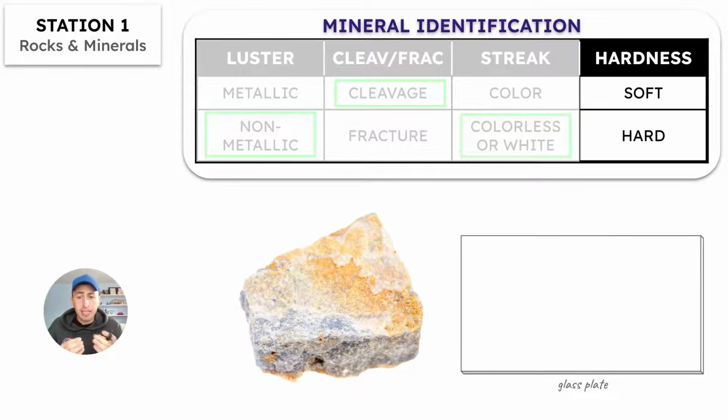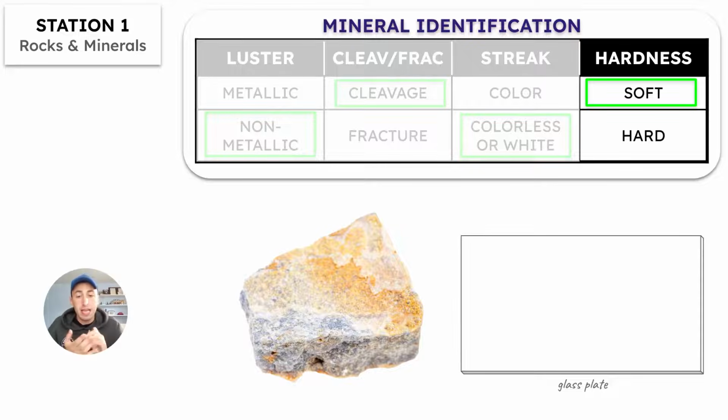Lastly, they give you a glass plate, and you have to take the mineral and then scratch it against the glass plate. If it scratches the glass plate, then it's considered hard. If it does not scratch the glass plate, then it's considered soft. So again, you're given this glass plate, and you have to scratch the mineral against the plate. If it scratches the glass plate, then it's considered a hard mineral. If it does not scratch the plate, it's considered a soft mineral.